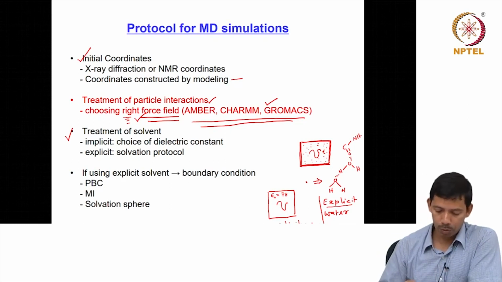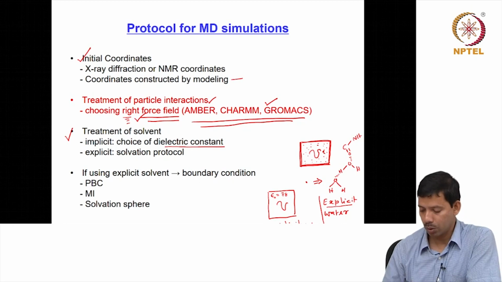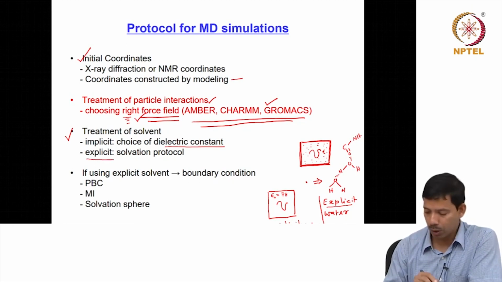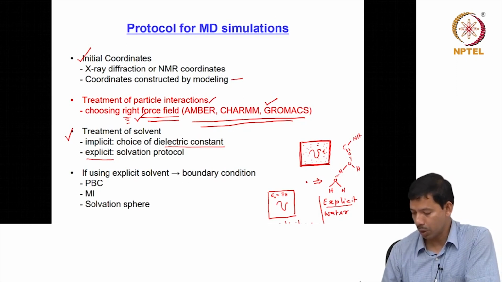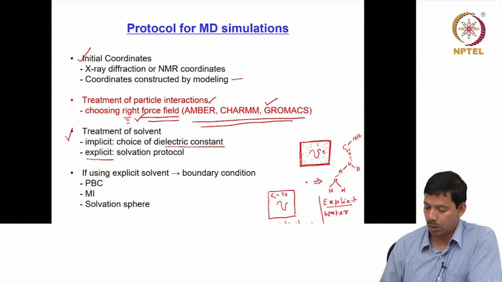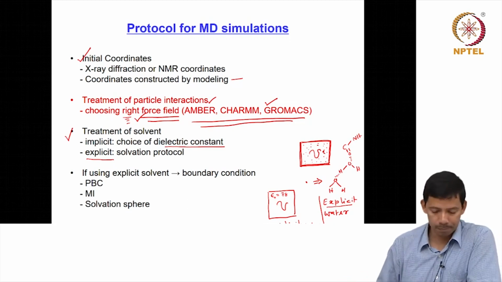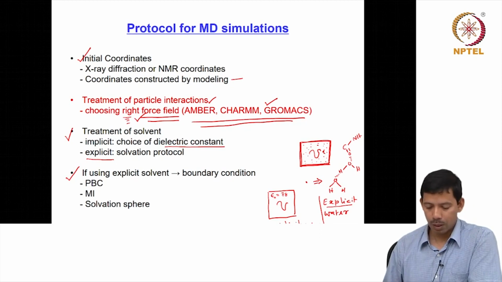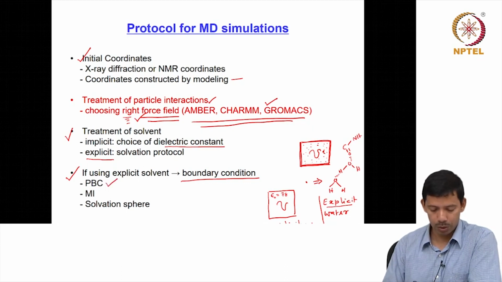So, treatment of solvent is also important. If you are using an implicit solvent, you choose the dielectric constant of the medium. If it is water, you choose epsilon 78. If you are using explicit water, then this is the explicit description of water, but then you have different models of water, which is beyond the scope of this course. If you are using explicit solvent, then there are certain boundary conditions which you need to implement, and some of those boundary conditions are called periodic boundary condition, minimum image convention, and solvation sphere, which I will now describe one by one.